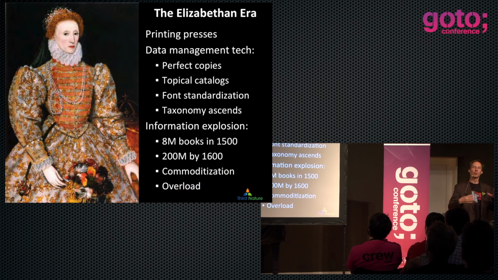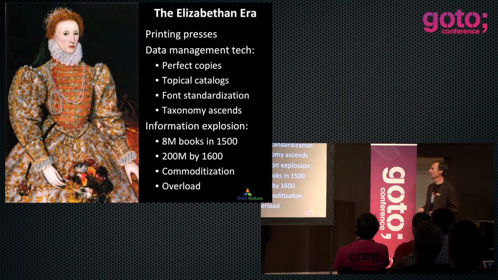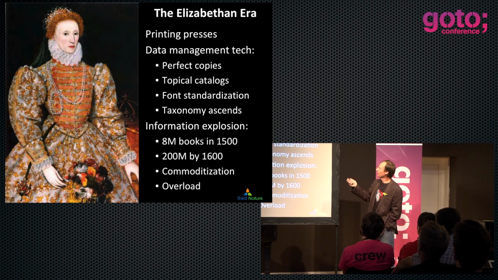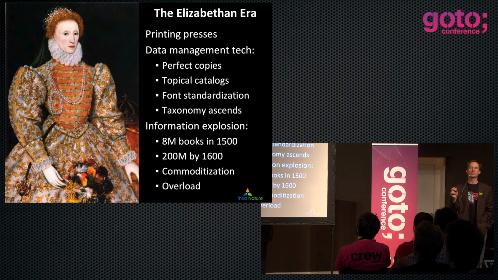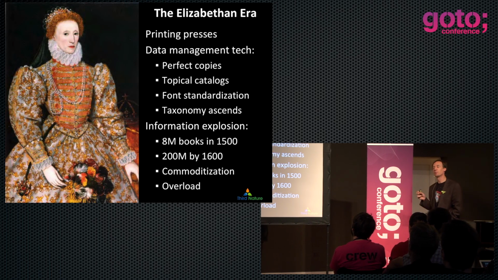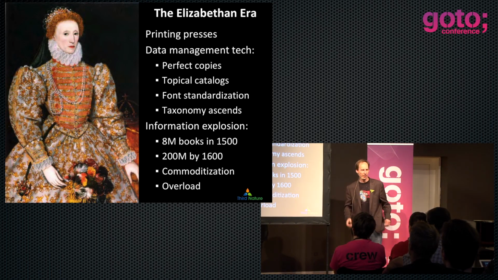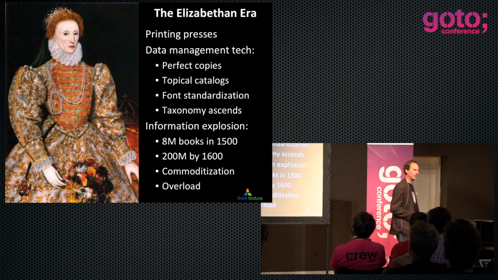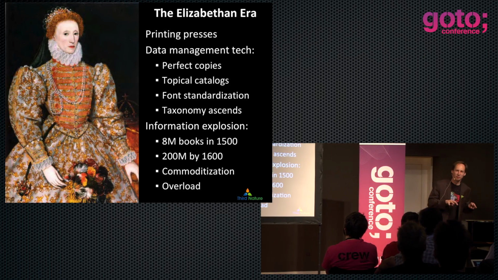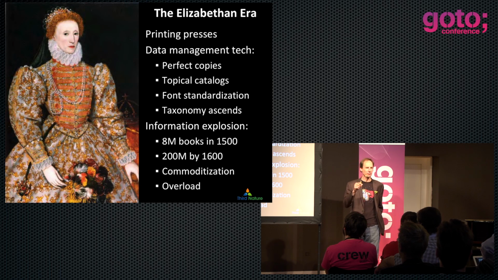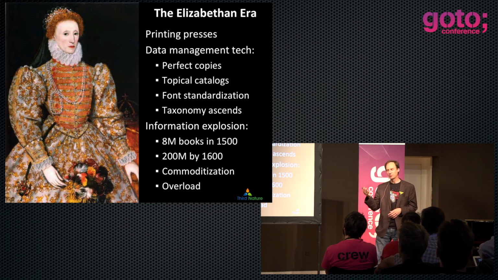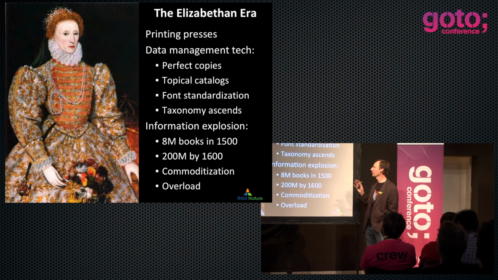And so if we move forward into the more interesting times, the modern era, right? We go to the Elizabethan era, and now we've got all of this stuff. Perfect copies, we're creating topical catalogs, we've standardized fonts. Nobody realizes how important this is, but when you were writing Latin, there was a priestly font, there was an aristocratic font, there was a more plebeian font, and these things could not be read the same. And so they were incompatible. So you could write the same letter in three different writing schemes, and it was like doing EBCDIC versus ASCII versus Unicode. And so they standardized these things so that there was not a problem.